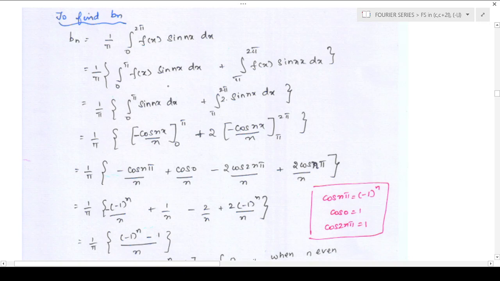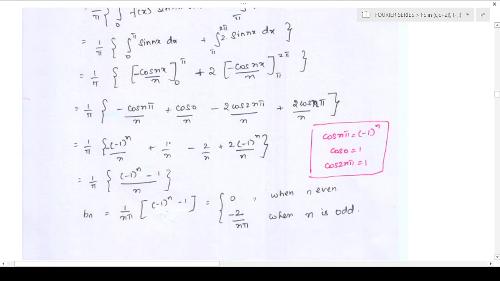dx. Again split this into two integrals, 0 to pi plus pi to 2 pi. Substitute f of x values. Then we are getting only sin nx to be integrated. Sin nx, if you integrate, it is minus cos nx by n. Right? Here also you will be having this 2 commonly outside. Substitute upper limit minus lower limit. Cos n pi is minus 1 whole power n. Cos 2 n pi is 1. Cos 0 is 1. So you are just writing all these values.